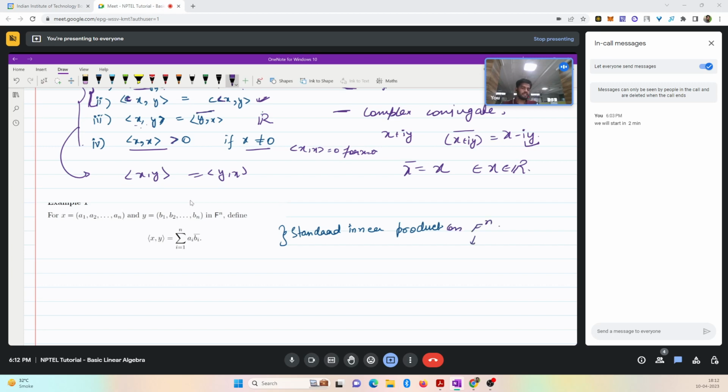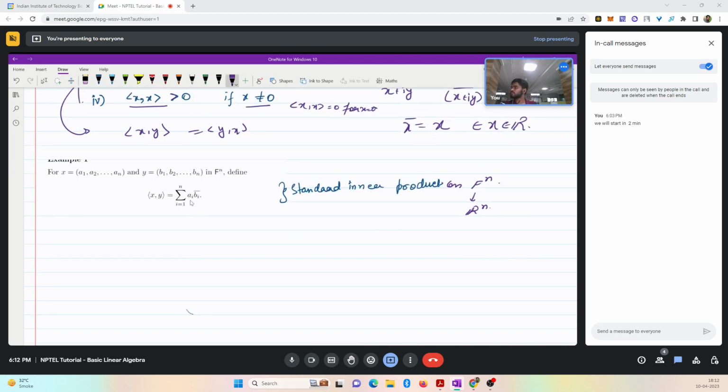So you can replace Fn by Rn, so then it would become a standard inner product on Rn. Okay. So if you look at the definition, how it is defined. Let's say your x is given by a1, a2 till an, and y is also given as b1, b2, till bn. Then the inner product of x and y is nothing but the summation i equal to 1 to n of ai into bi conjugate.